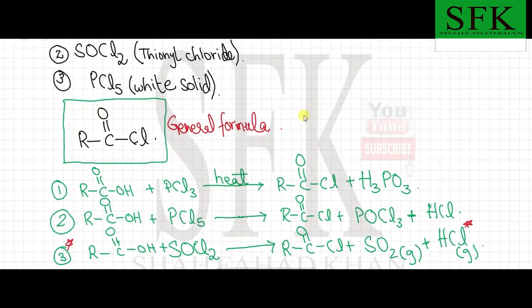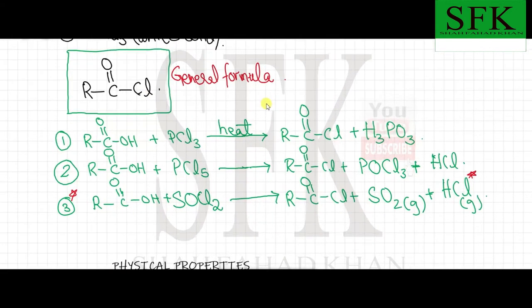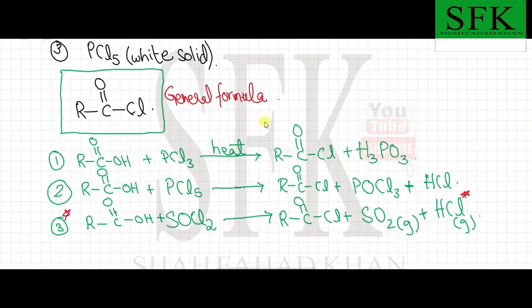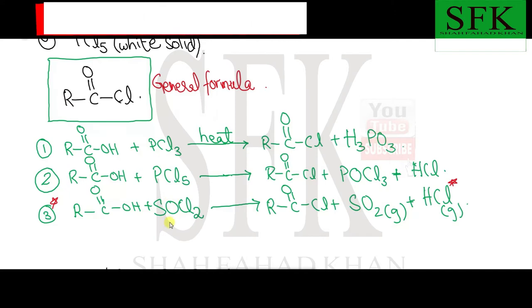Okay, the general formula of acyl chlorides is RC double bond O and Cl. It's just the OH group from the carboxylic acid has been replaced with a chlorine atom over here. This is the general formula, and I have also written the equations of each of the above given reagents, and they are asked in the exams. These equations are important. Learn the three equations, and the major product is important, and the reagents which are used as the reactants are important.